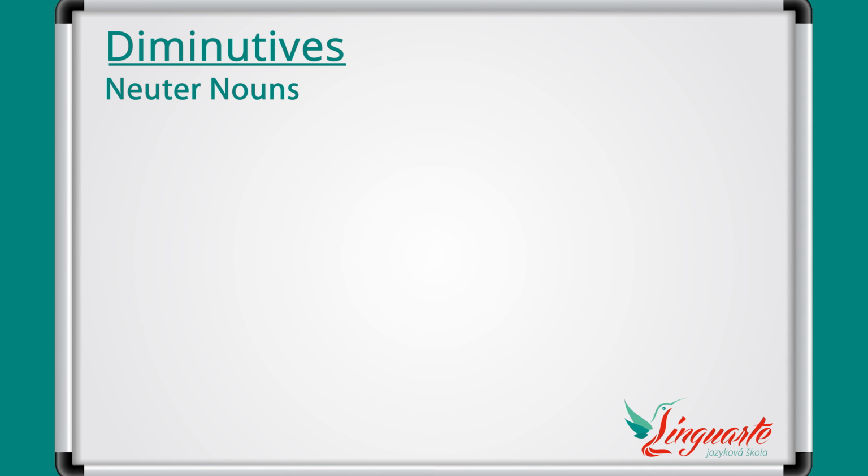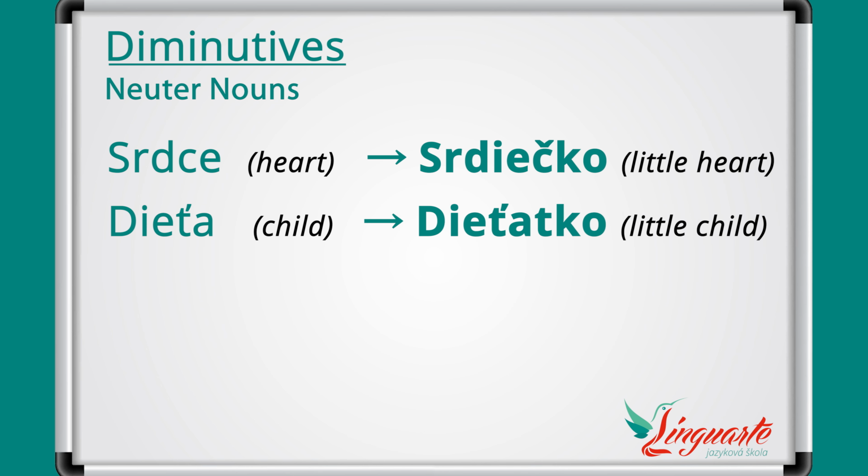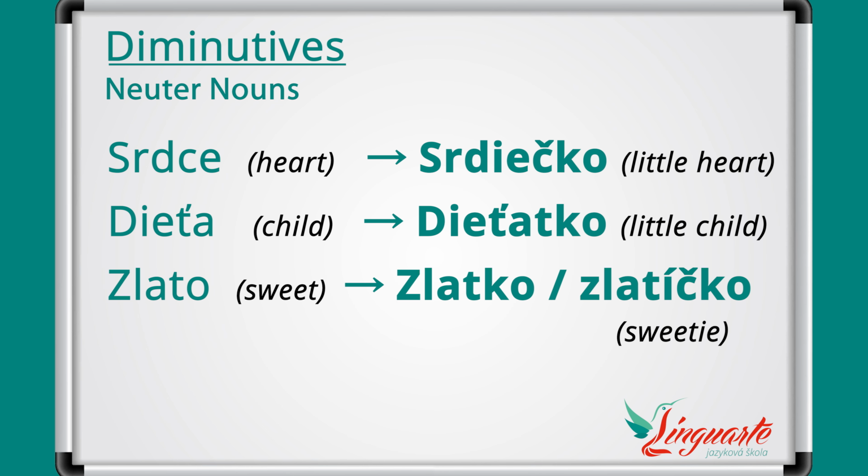For neuter nouns, there are ko, čko. Used for srdce, heart, srdiečko, little heart. Dieťa, child, dieťatko, little child. Zlato, sweet, zlatko, zlatíčko, sweetie.